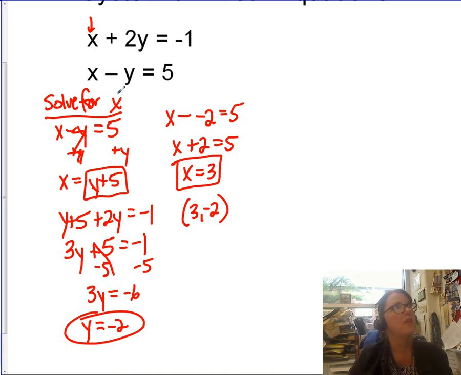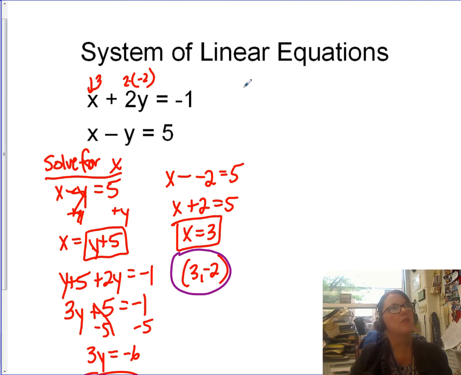Okay, plug that in here and see if it works, just to be sure. 3 for x, negative 2 for y. Okay, 3 plus negative 4. It works. There you go. So here's my solution for this one. Okay, (3, negative 2).